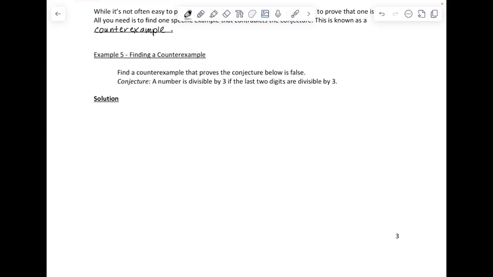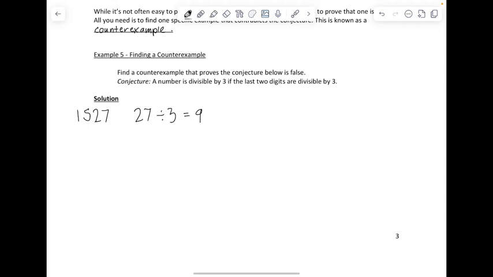We'll pick a few numbers at random whose last 2 digits are divisible by 3. And then we'll divide the original number by 3 and see if there's a remainder. So my first specific case, I've got 1,527. The last 2 digits are 27. That's divisible by 3 because if I divide by 3, I get 9.